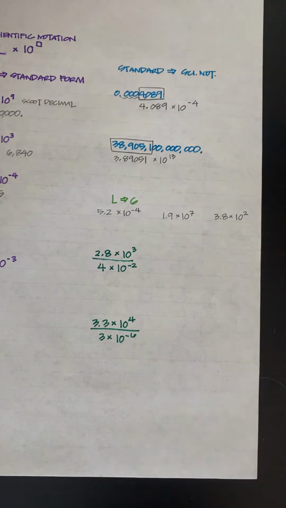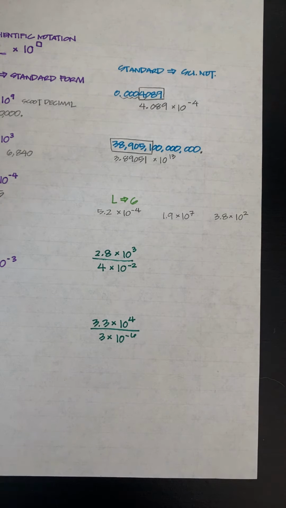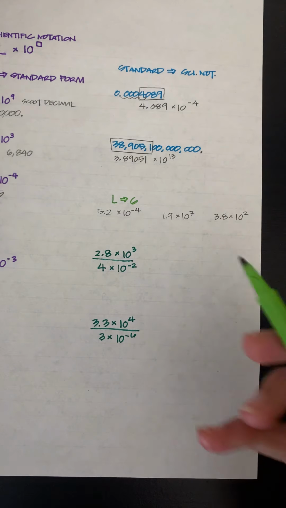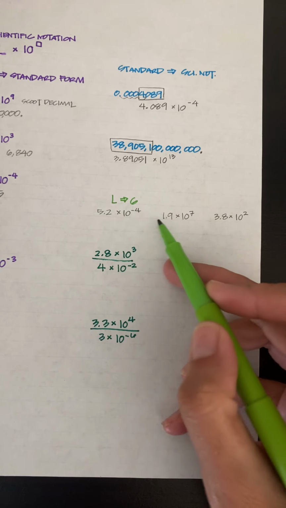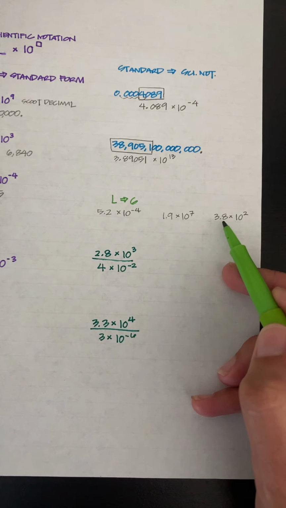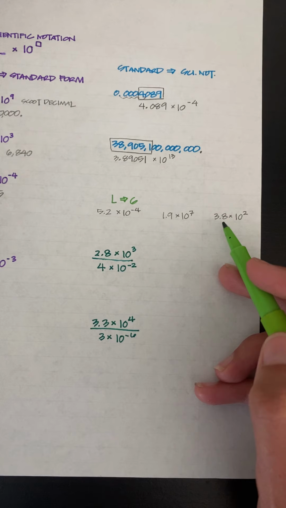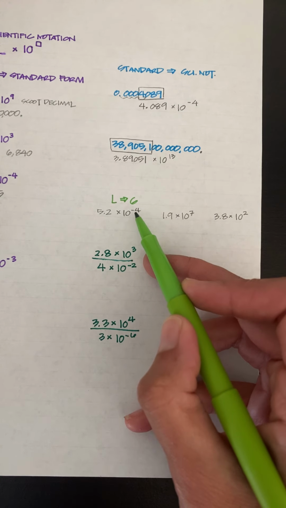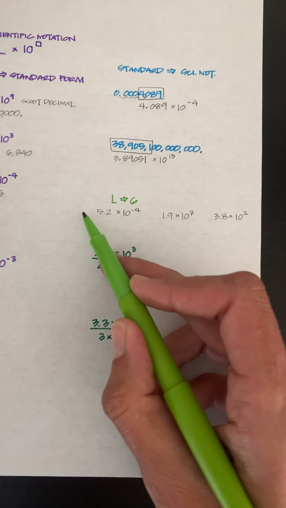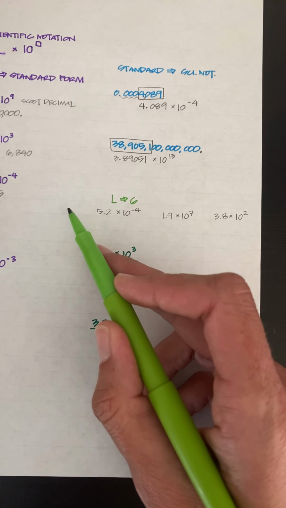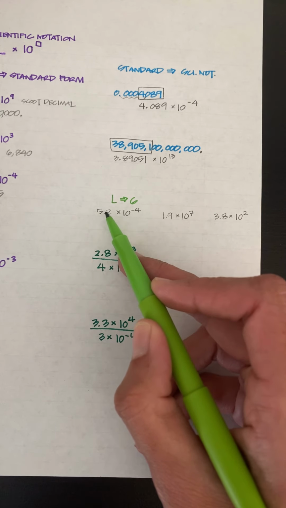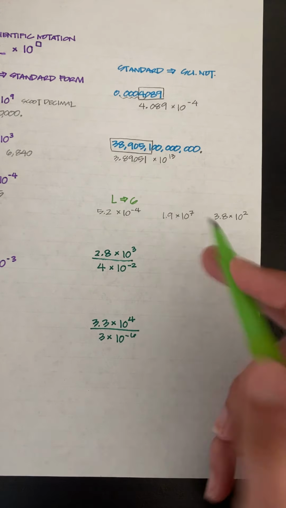Two quick applications of this. Sometimes you'll be asked to put these in order from least to greatest. The 5.2, the 1.9, and the 3.8 really don't matter. We're just looking at the exponents. What is the smallest number here? Well, -4 says you're going to scoot 4 places to the left. So this is going to be 0.000 something. That's tiny, especially when these are 2 and 7.